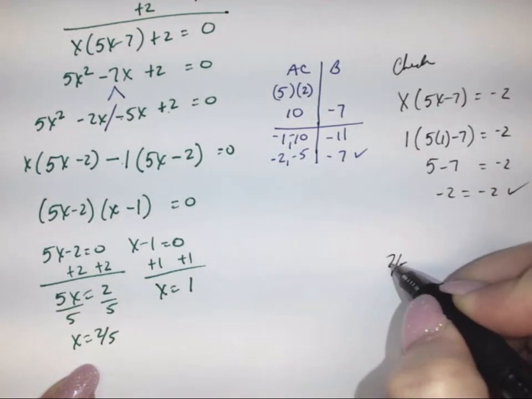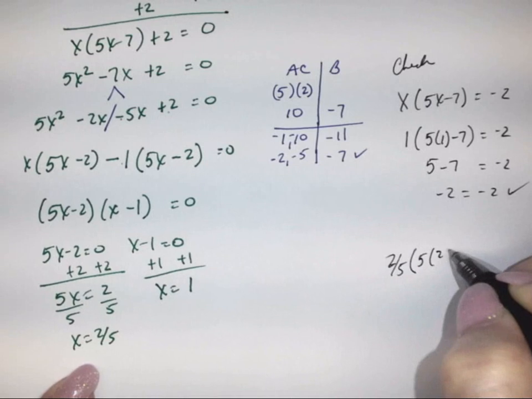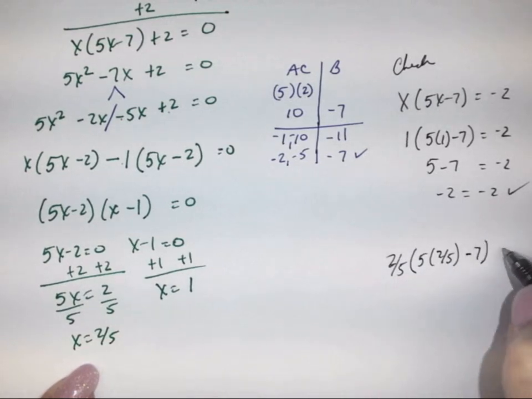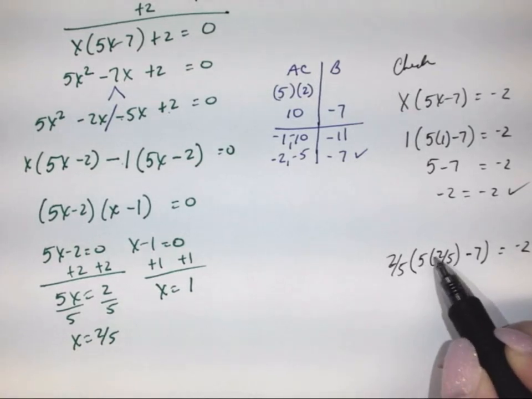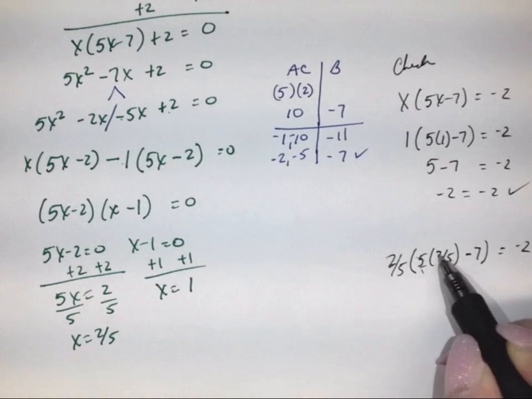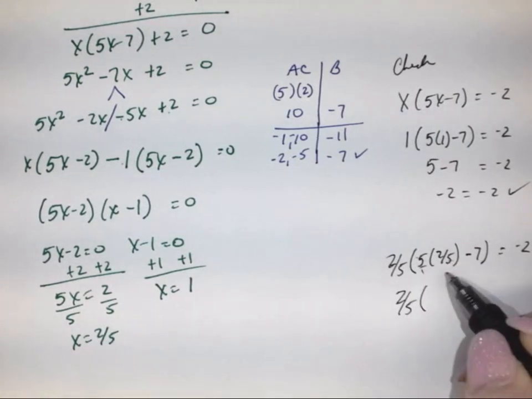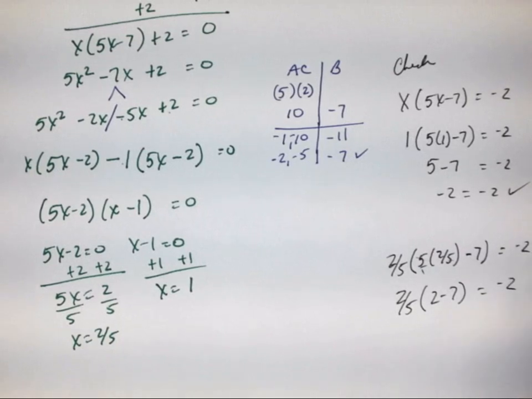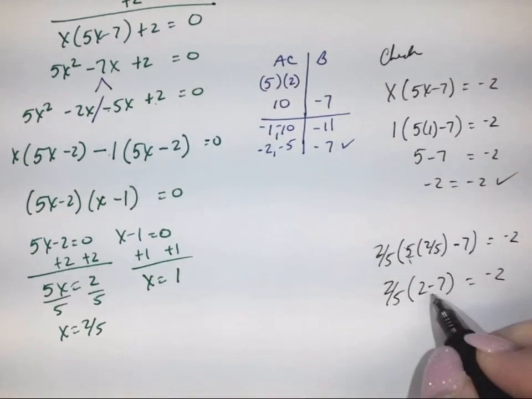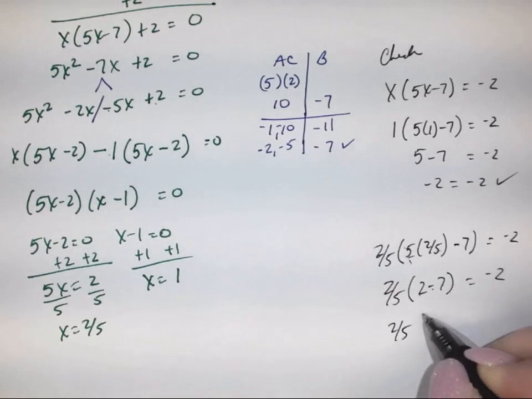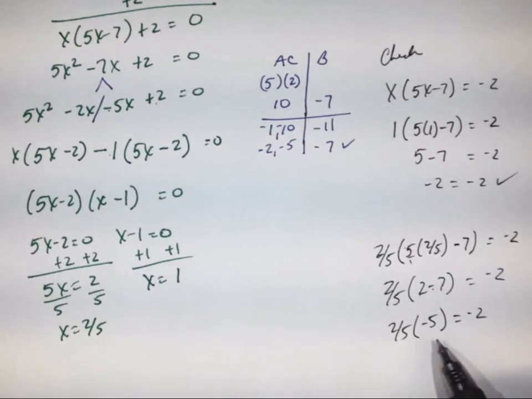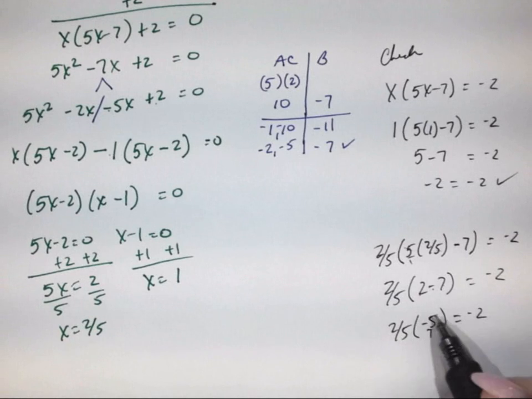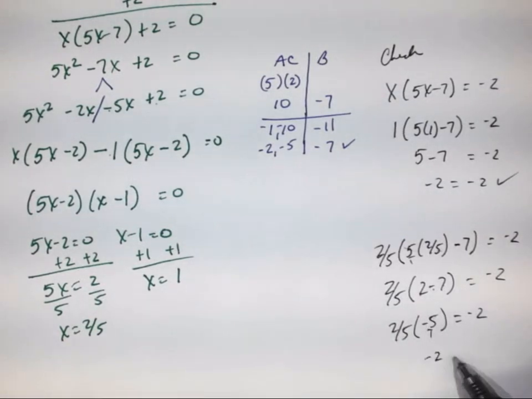So we'll have 2/5 times 5 times 2/5 minus 7. We want to know if it equals negative 2. Well, 5 times 2/5, because that's 5 over 1, the 5s will cancel and leave us with 2. So we have 2/5 times 2 minus 7, wanting to know if it equals negative 2. Well, 2 minus 7 is still going to get us a negative 5. And so this is negative 5 over 1. The 5s will cancel. We'll end up with negative 2 over 1, which is negative 2. So the answers both worked.